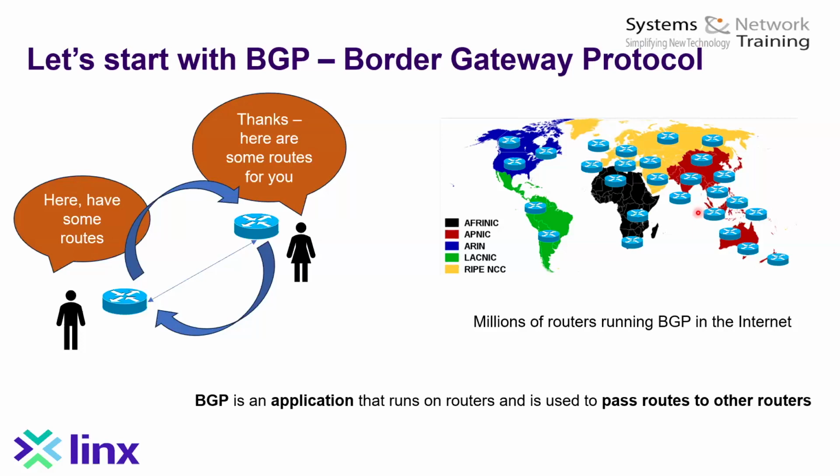So BGP as an application on a router is effectively a messenger. It's an application that sends messages, and those messages tell other routers about networks that they know about. And then those other routers pass on that information to other routers. And so the networks gradually get known about across our globe through the internet. That's effectively what BGP is.